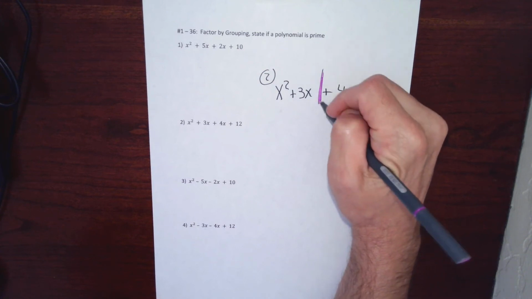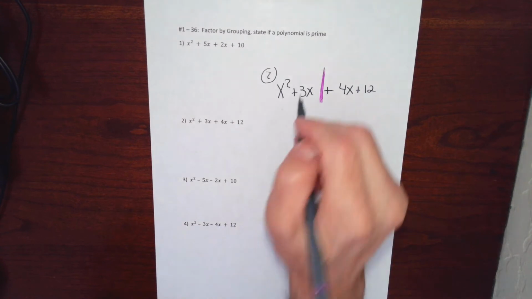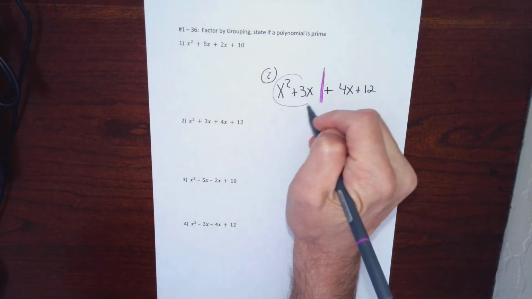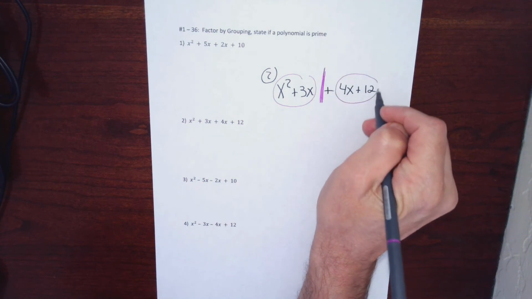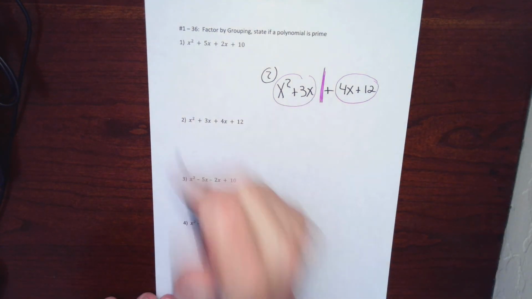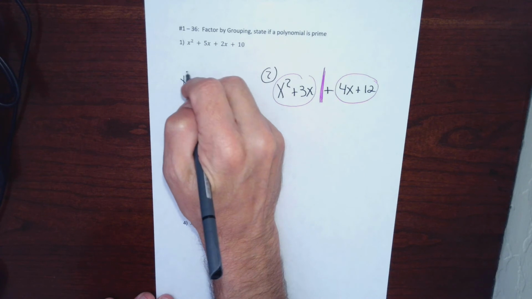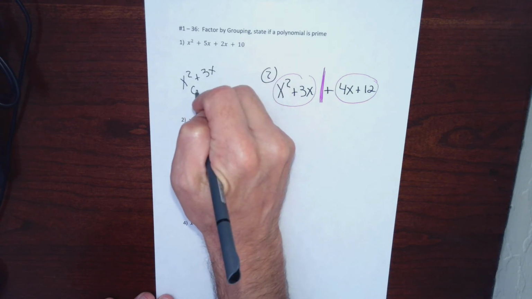So what I'm going to do is split the halves of the problem. I'm going to put the left half with the first 2 terms in the problem, the right half with the second 2 terms, and GCF factor each separately. So I'm going to look at x squared plus 3x separate from the rest, and I'm going to GCF factor it.